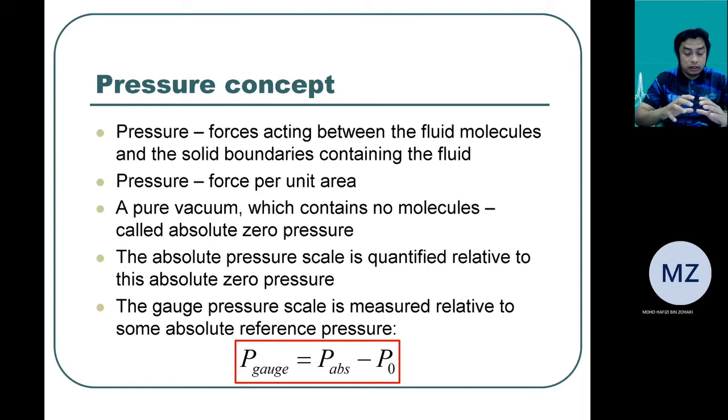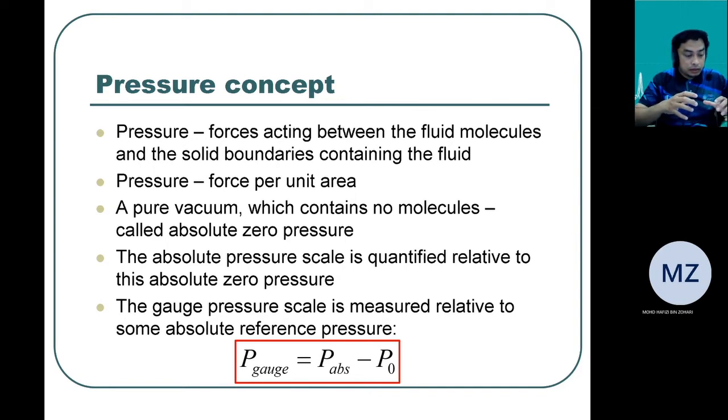If you refer to the pipeline, inside there we have a fluid, so the molecules of the fluid always interact at 90 degrees to the surface of the pipe. So the more molecules inside that pipe will give more pressure. That's actually pressure. But in the case of pure vacuum, there are no molecules involved. No molecules means no liquid molecules, no air molecules. There's nothing inside. So we call it absolute zero pressure.